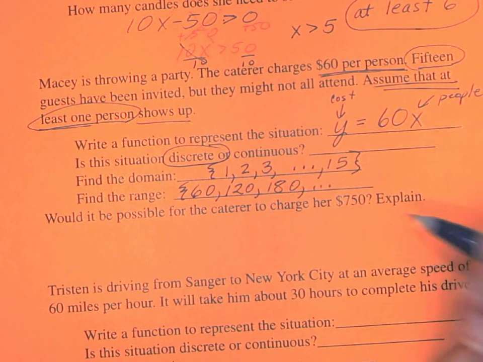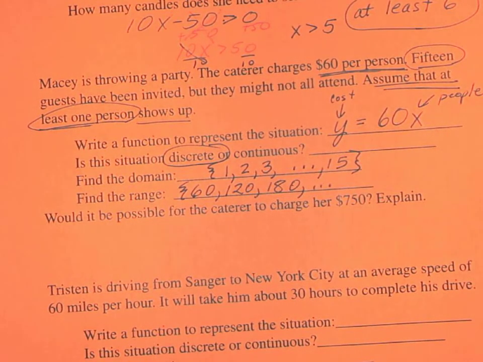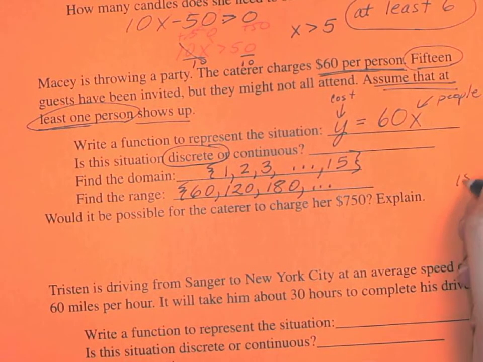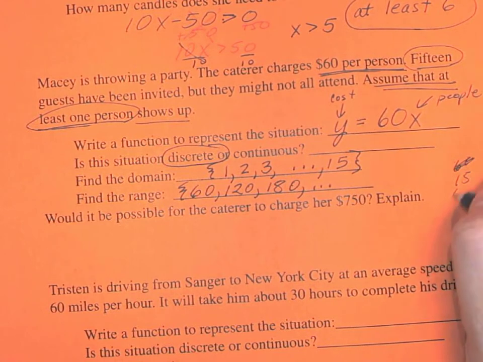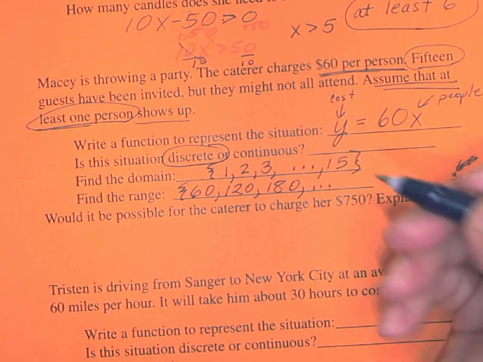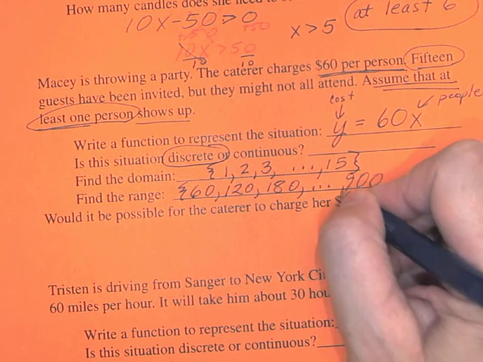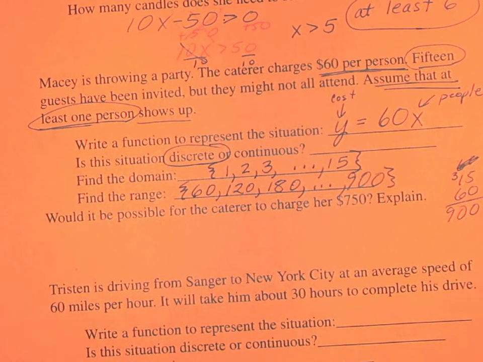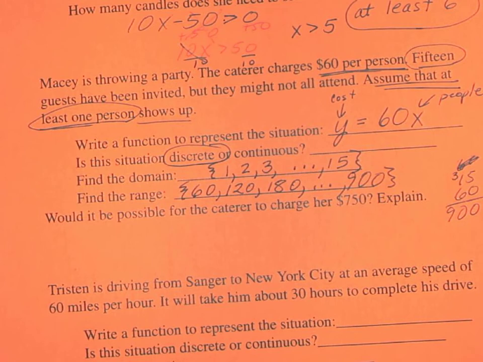She's not going to have more than 15 people at the party. So 15 times 60 is $900. So the most she's going to pay is $900. That's an expensive party. I hope they're eating steak.